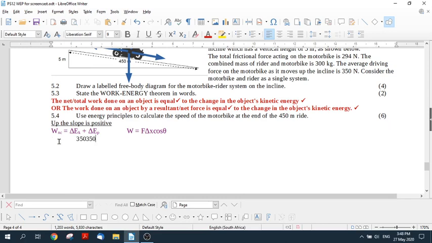Where's my pen? Where did this go? This is so frustrating when this does this.